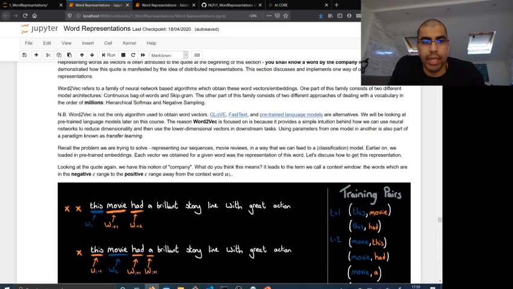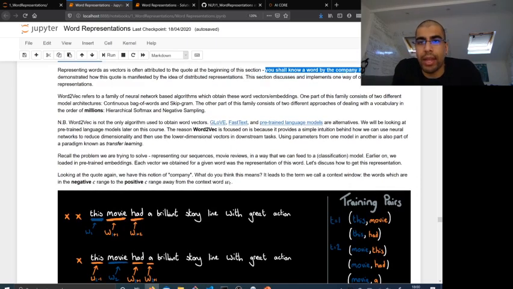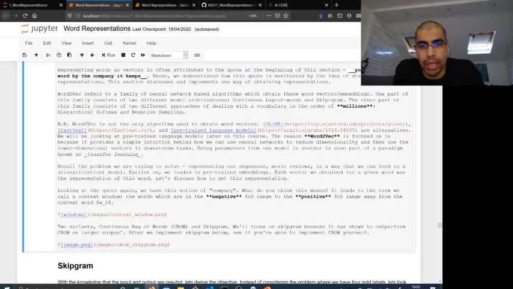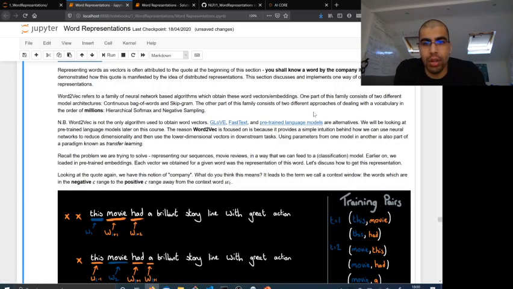Once again, let's recall the problem that we're trying to solve: representing our sequences in a way that we can feed into a classification model. We loaded in pre-trained embeddings earlier on, where every vector was a representation for a given word. The missing part of this loop is how do we actually obtain this representation? So back to this quote: you shall know a word by the company it keeps. We have this notion of company, and what does it mean?